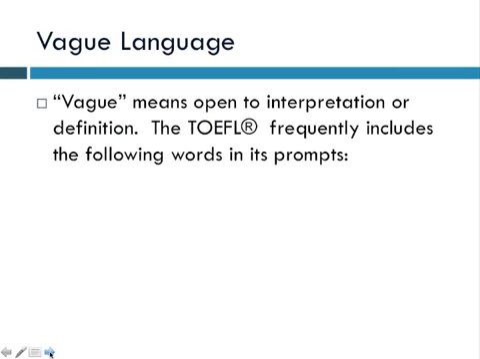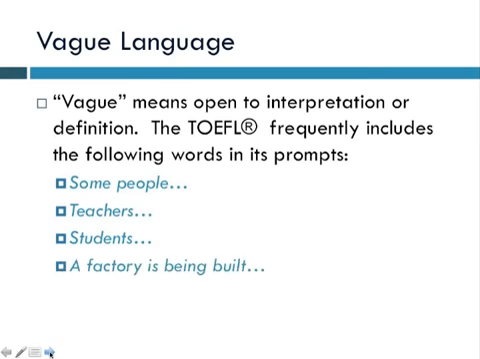First off, vague means basically open to interpretation or definition. So you will notice that the TOEFL frequently will use these kinds of words in their prompt. Some people, teachers, students. A factory is being built in your community. Now let's think for a moment, why are these particular words so vague, and why is this a potential issue? Well, again, first off, what do we mean by people? Do we mean our neighbors? Do we mean everybody in the world? When they say some people, obviously they're giving some kind of description, but the key here is that when they refer to people, who exactly are they talking about?